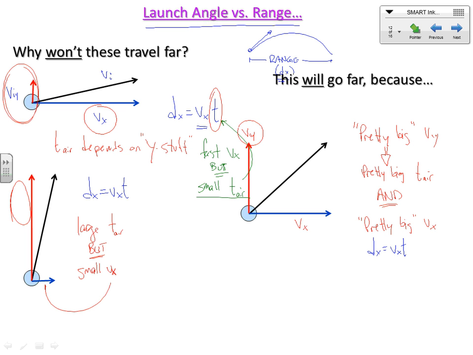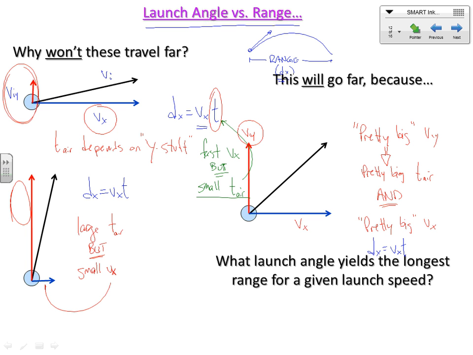Make sense? So there's some magic angle that if we set our launcher at that angle, it's going to fire our projectile the longest. You guess what that angle is. Report back to me tomorrow.